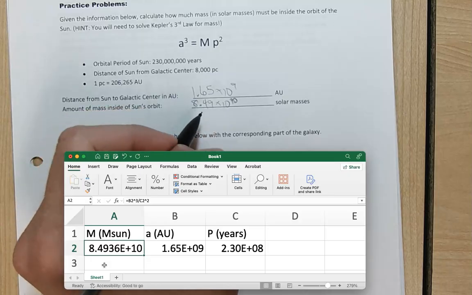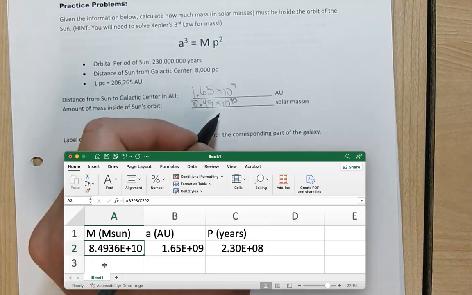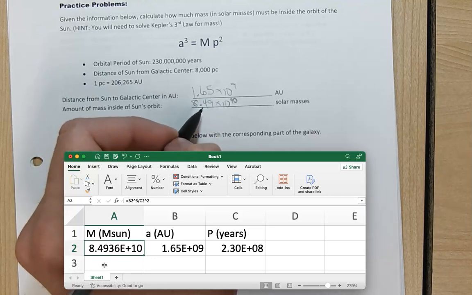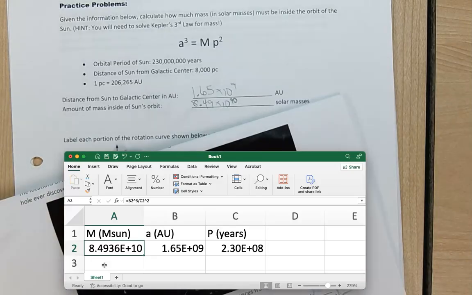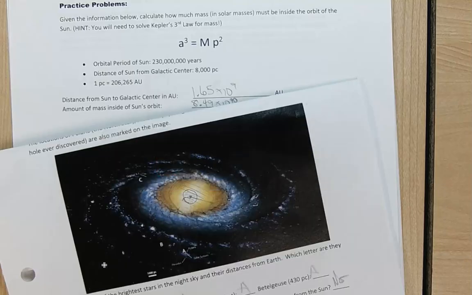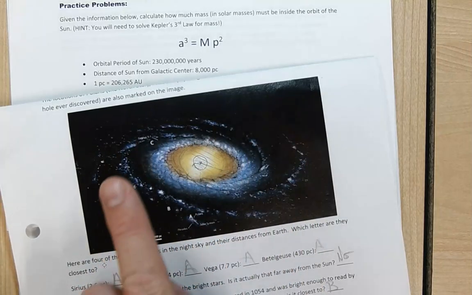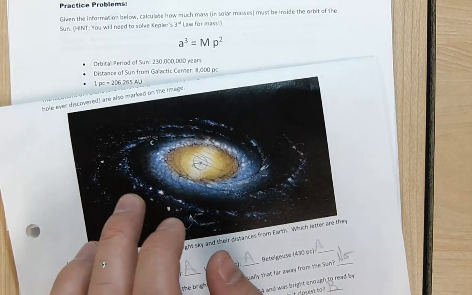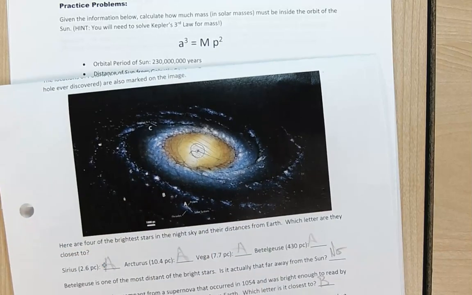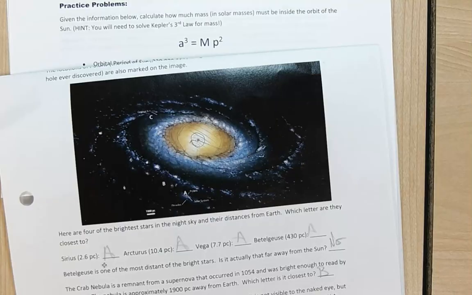So basically, what is that? 84 billion, 85 rounded up to 85 billion solar masses. Okay. How much of that is dark matter? Well, that mass is all the mass. So that's the mass enclosed by the sun's orbit of the galaxy. That's the mass of stars and the mass of gas and dust and the mass of dark matter. How much of that is dark matter and how much of that is stars and gas?